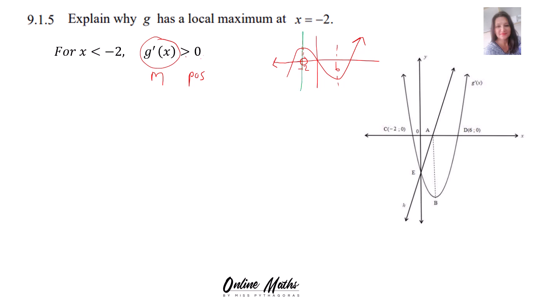Here at -2, or if I give you an invisible tangent there, can you see this tangent has a positive gradient? So this is why G has the local maximum at x is equal to -2, because there to the left of -2 you find a positive gradient. So the gradient of G is positive there.